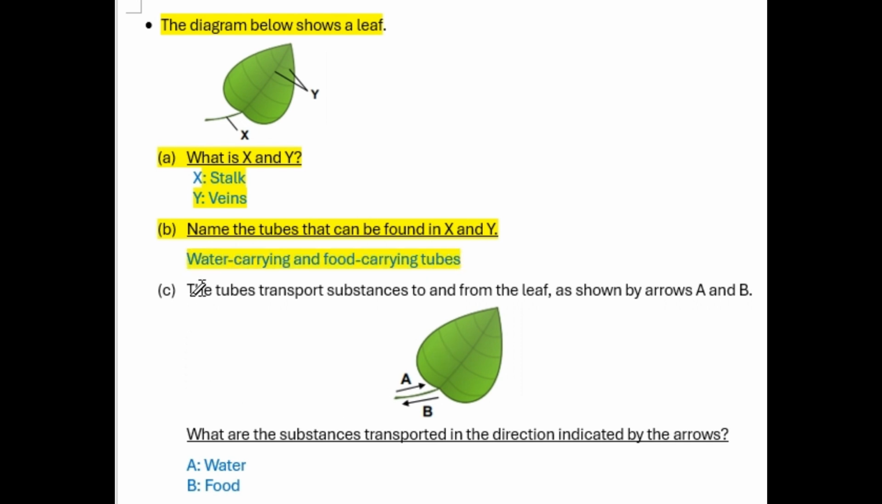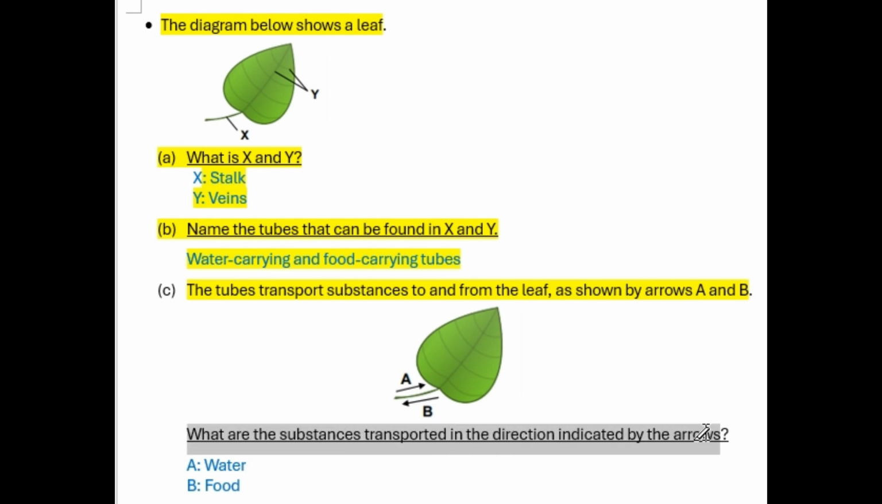C. The tubes transport substances to and from the leaf, as shown by arrows A and B. What are the substances transported in the direction indicated by the arrows? A. Water. B. Food.